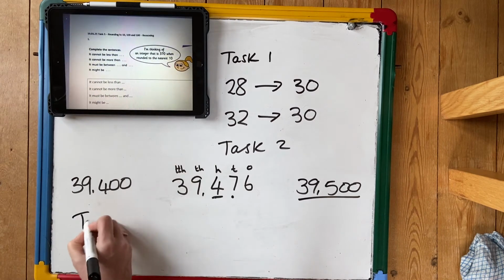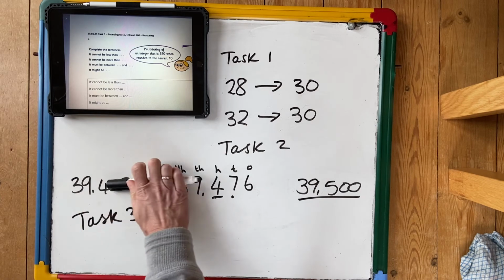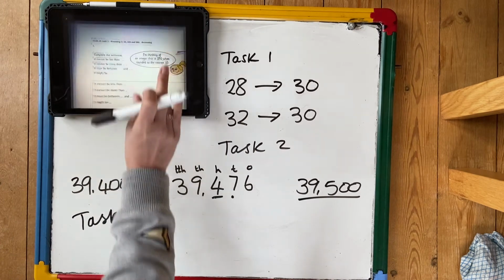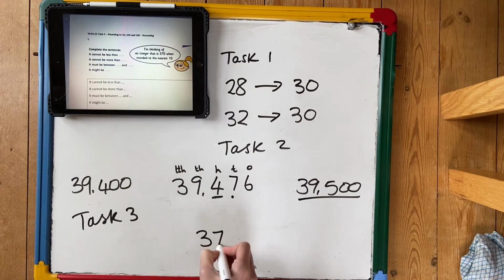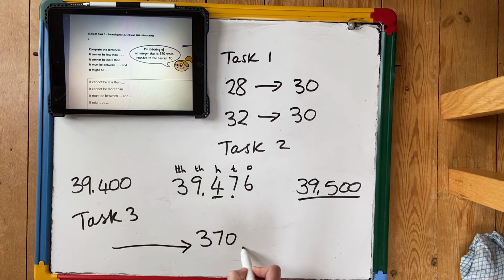Task 3 is more reasoning questions. So I'm thinking of an integer that is 370 when rounded to the nearest 10. So the word integer means whole number. So I've got the number 370 and I've already rounded the number up to 370 to the nearest 10. So think about what would be the numbers before 370 if you round up to 370, and what are the numbers after 370 that you would need to round down?